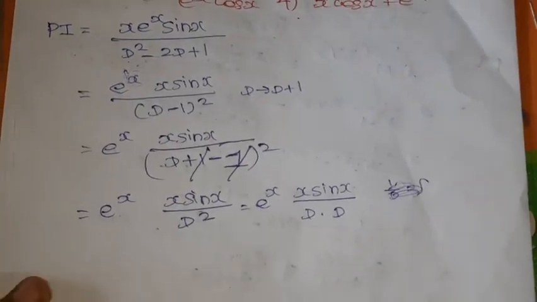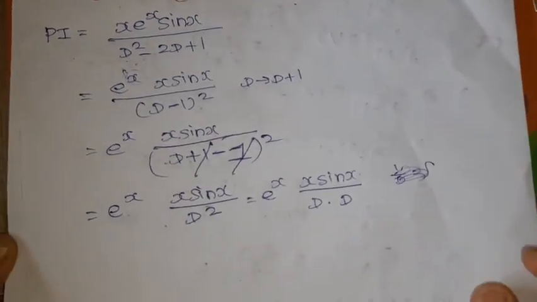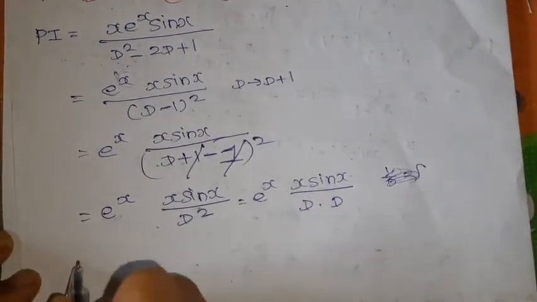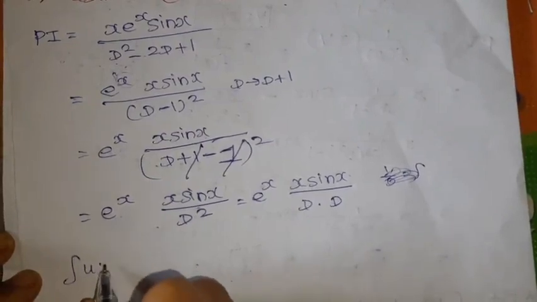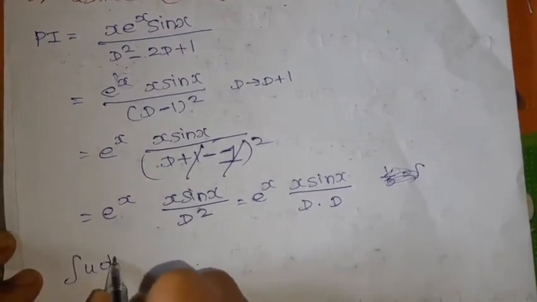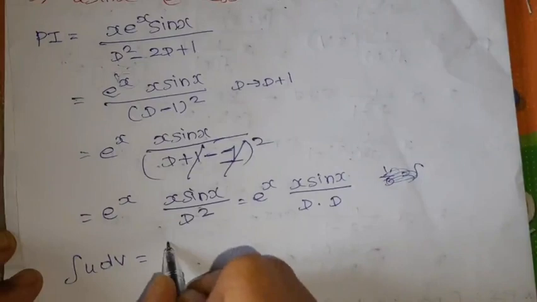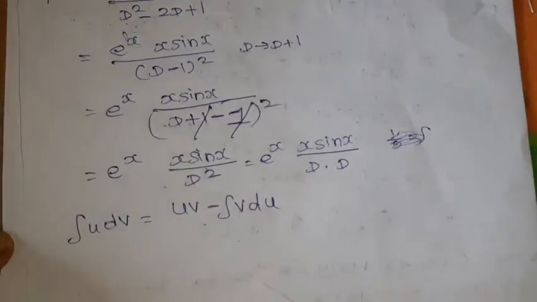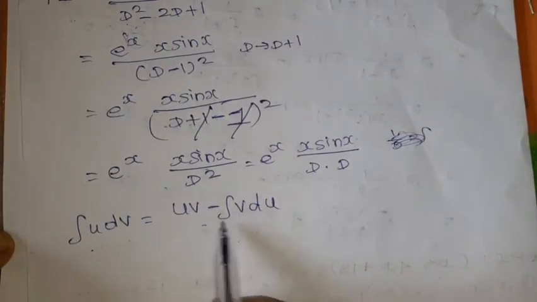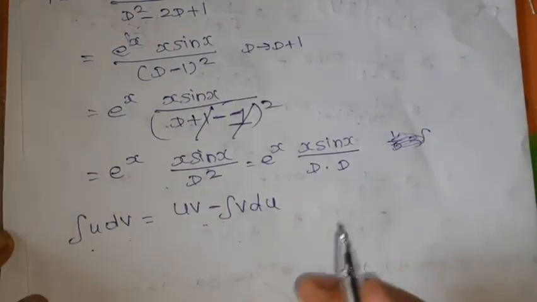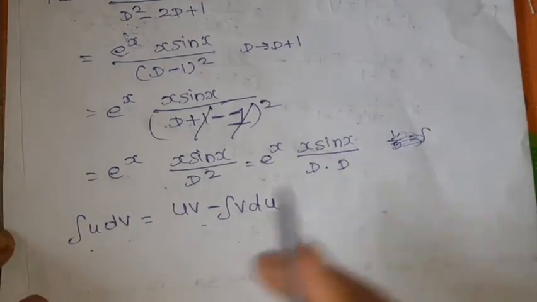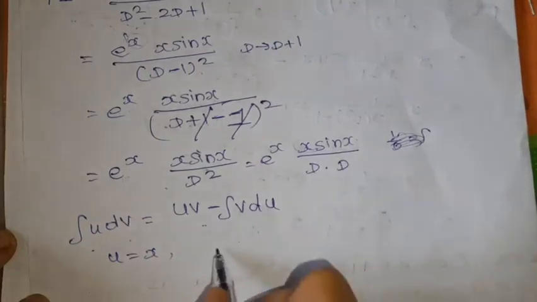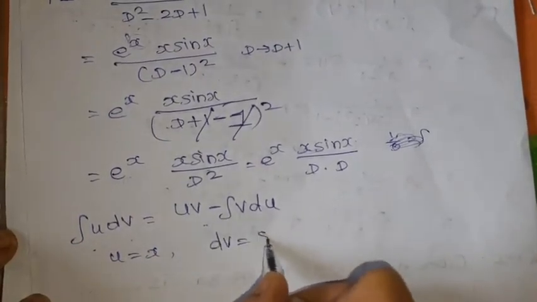Okay, what we will get? So it is integral u dv. U dv, we know that this is a basic integration: uv minus integral v du. So what is integral x sin x dx? We'll integrate this. U is nothing but x. Integral dv is nothing but sin x dx.